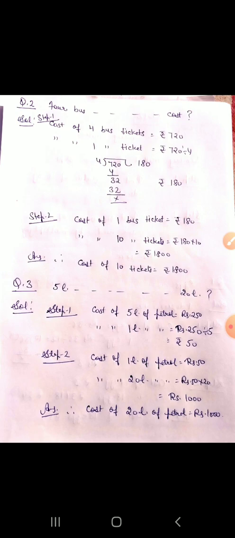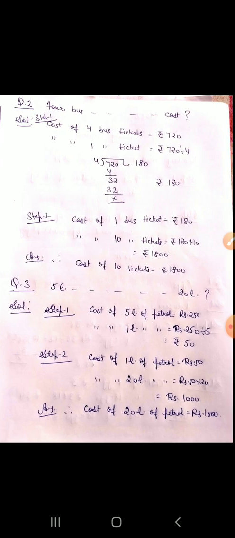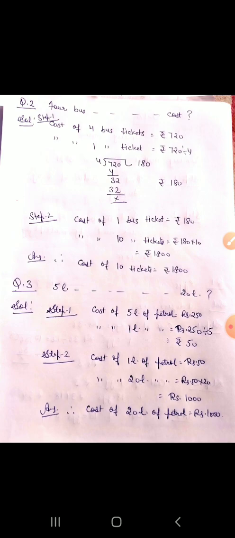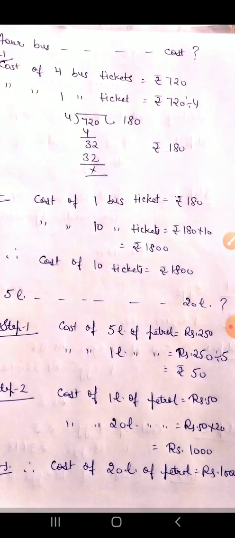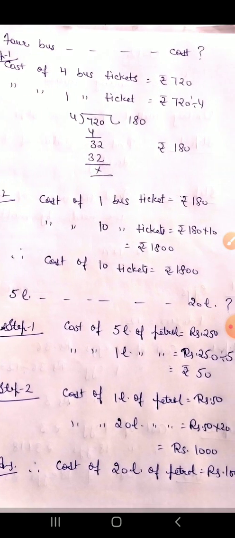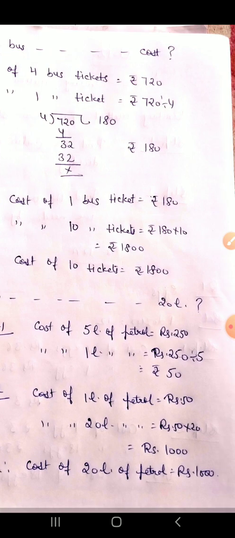Here it is given in the book, 4 bus tickets from Moregaon to Sonagar, cost is given rupees 720. How much will 10 tickets cost? First you have to find out step 1 by dividing. See, the cost of 4 bus tickets is given, rupees 720. Now the cost of 1 bus ticket, you have to divide. Okay, after dividing, after division, we got rupees 180.